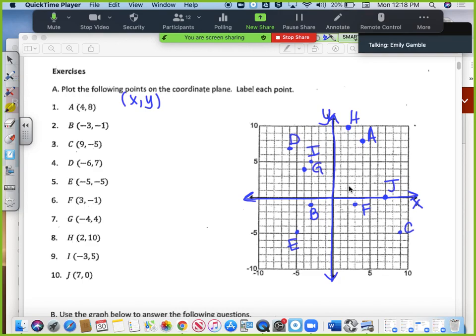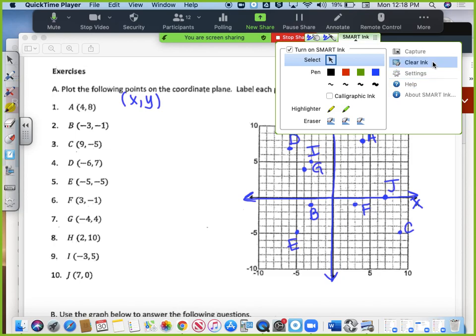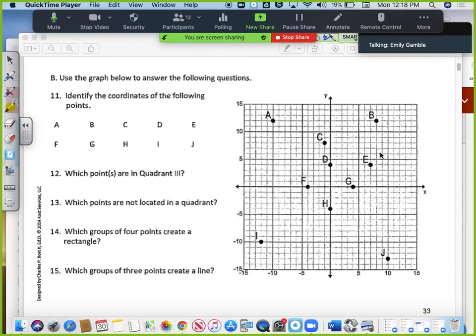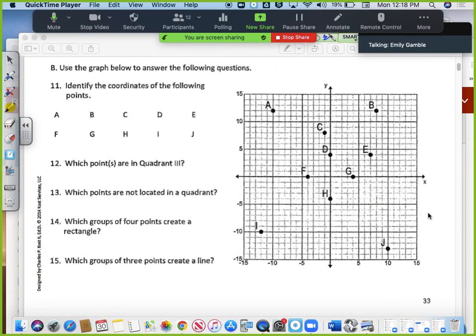So take a look at yours. Hopefully yours match mine here. And then it was asking us, as a second part, to use the graph to answer the following questions. So it's asking us to use a different graph, right? I'm going to have to erase this. So if I look at the next part here, using the graph below to answer the following questions, we now have the ordered pairs already written out for us, and we have to identify the coordinates to them.